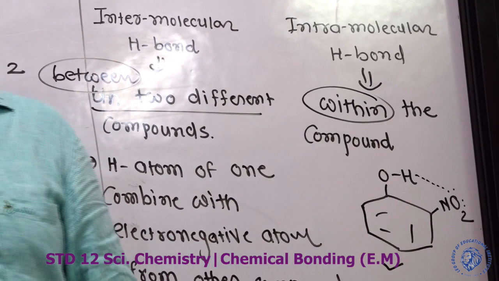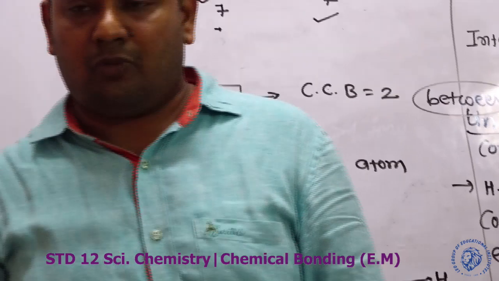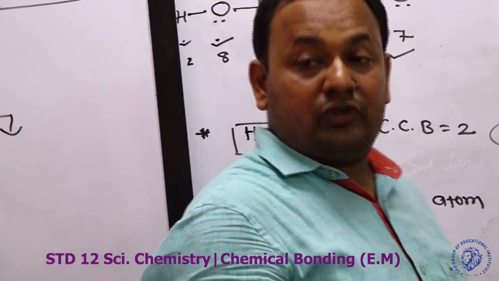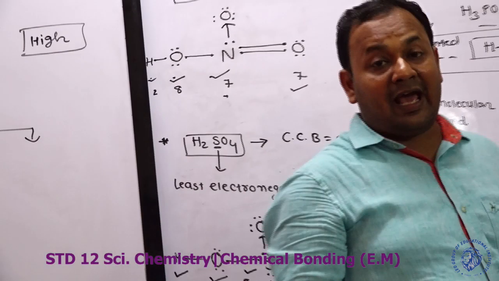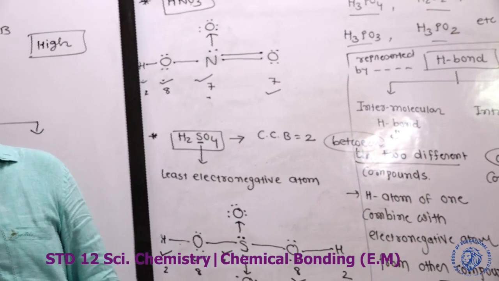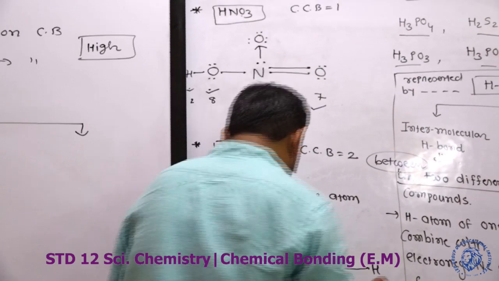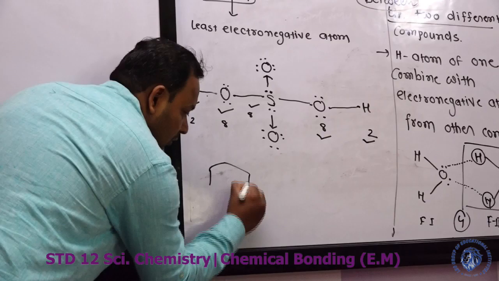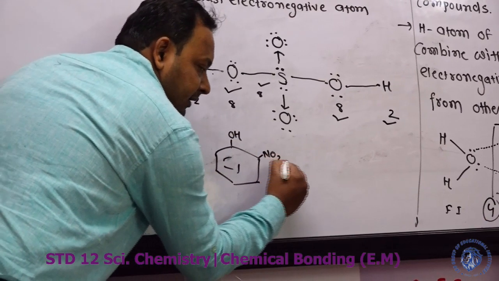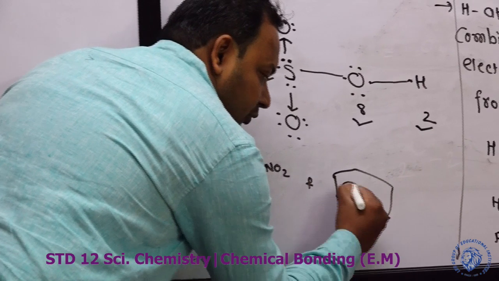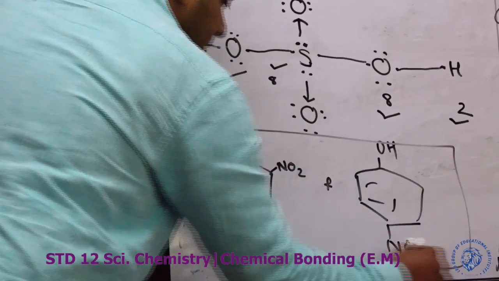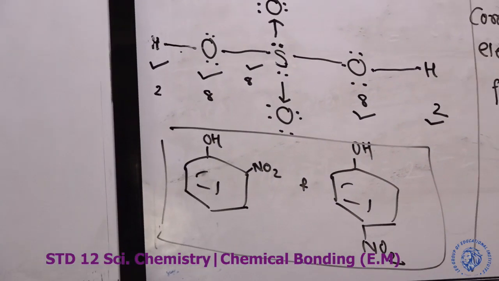Intramolecular hydrogen bonds are weaker than intermolecular hydrogen bonds. This principle is also utilized for the separation of organic compounds by steam distillation method. For example, we know that both orthonitrophenol and paranitrophenol are isomers of each other.